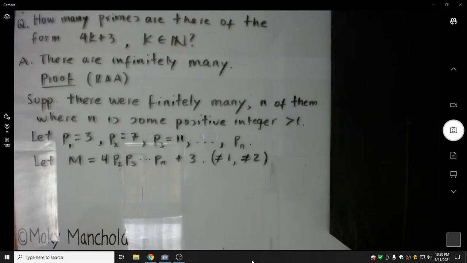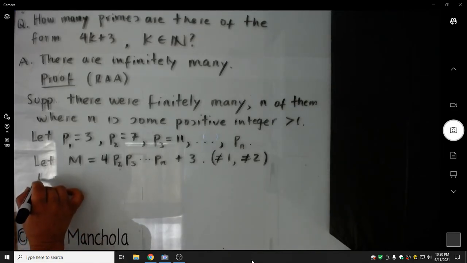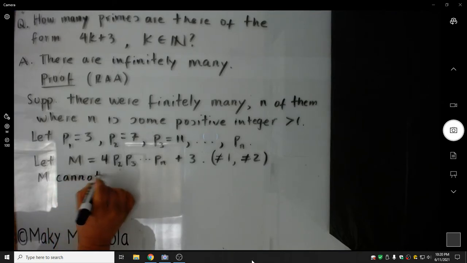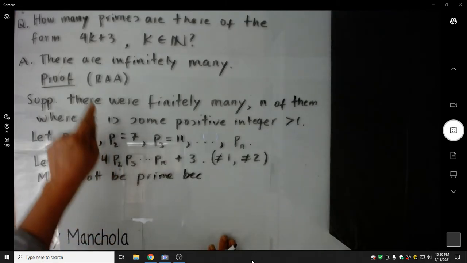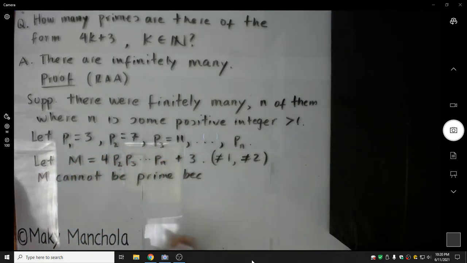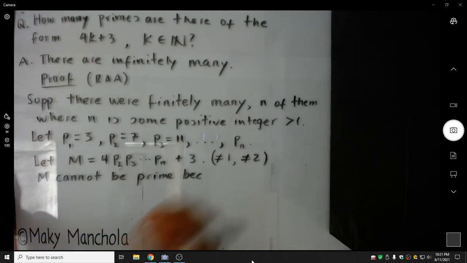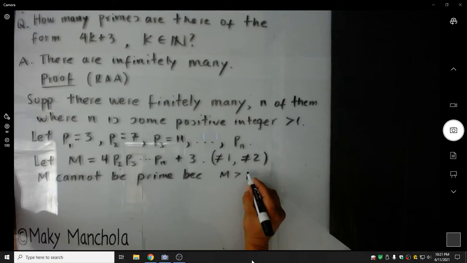So, question. Is m prime? Answer, no. So m cannot be prime because m is of the form 4 times an integer plus 3, but it is greater than each of the primes of that form we have in our list. We're assuming that this list contains all the primes of the form 4k plus 3. This integer, which is of the same form, is greater than each of those primes. So it cannot be a prime by our assumption.